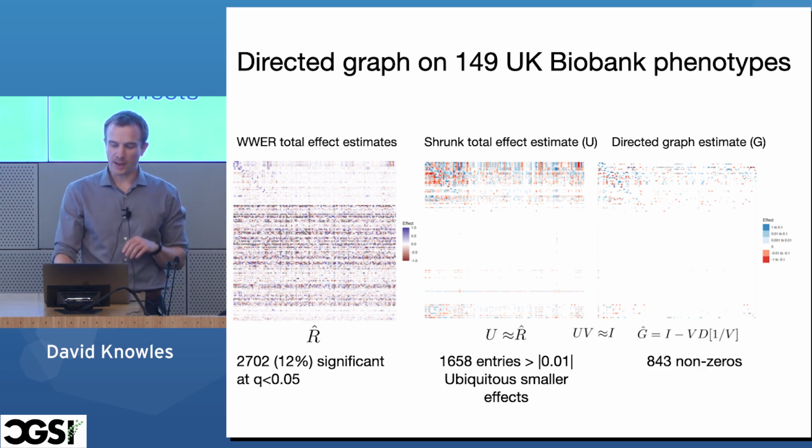And then we can look at the thing we're really interested in, which is this matrix corresponding to the network of direct effects, so having removed mediated effects. And here, this matrix has just over 800 non-zero elements. So what this is saying is those 2,700 total causal effects are explained by just over 800 direct effects and mediated effects.